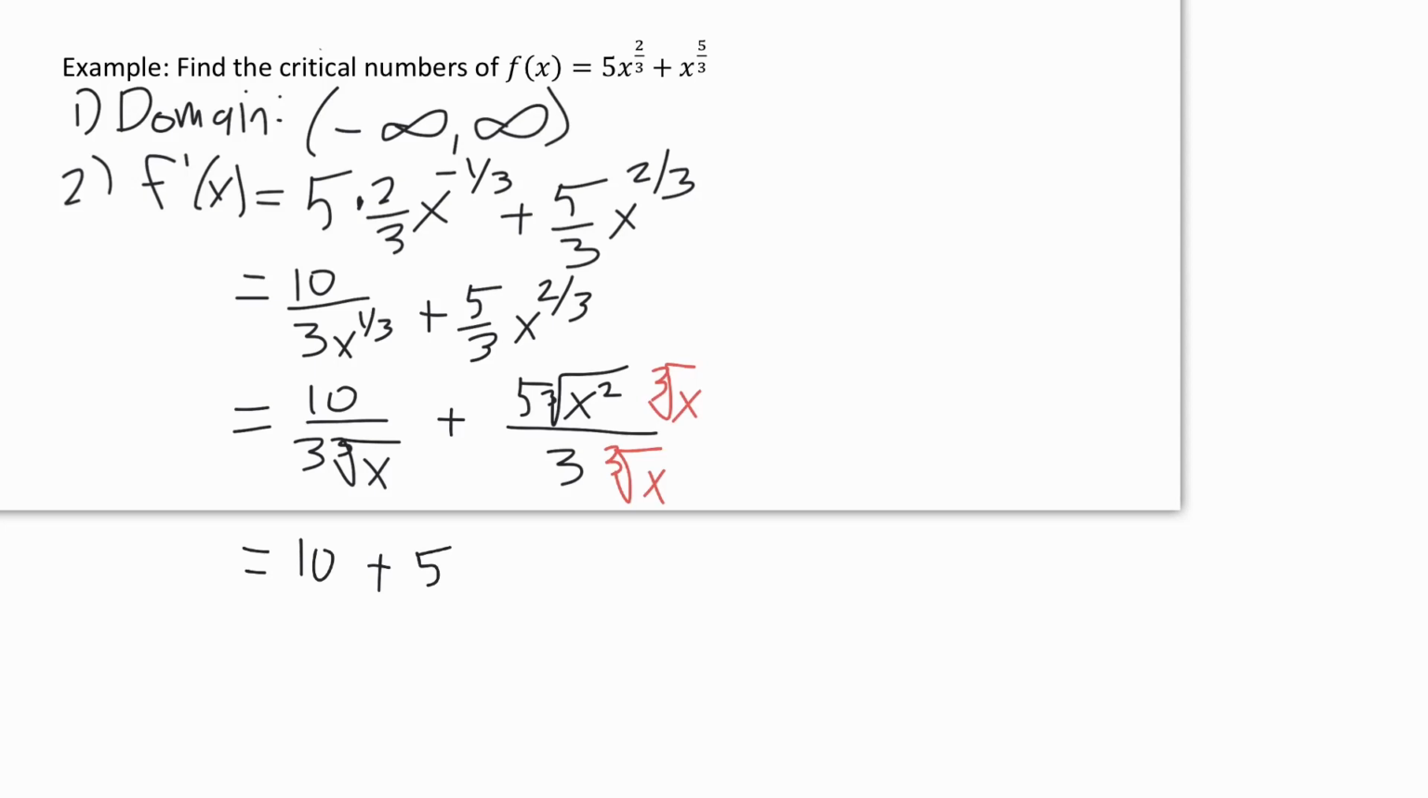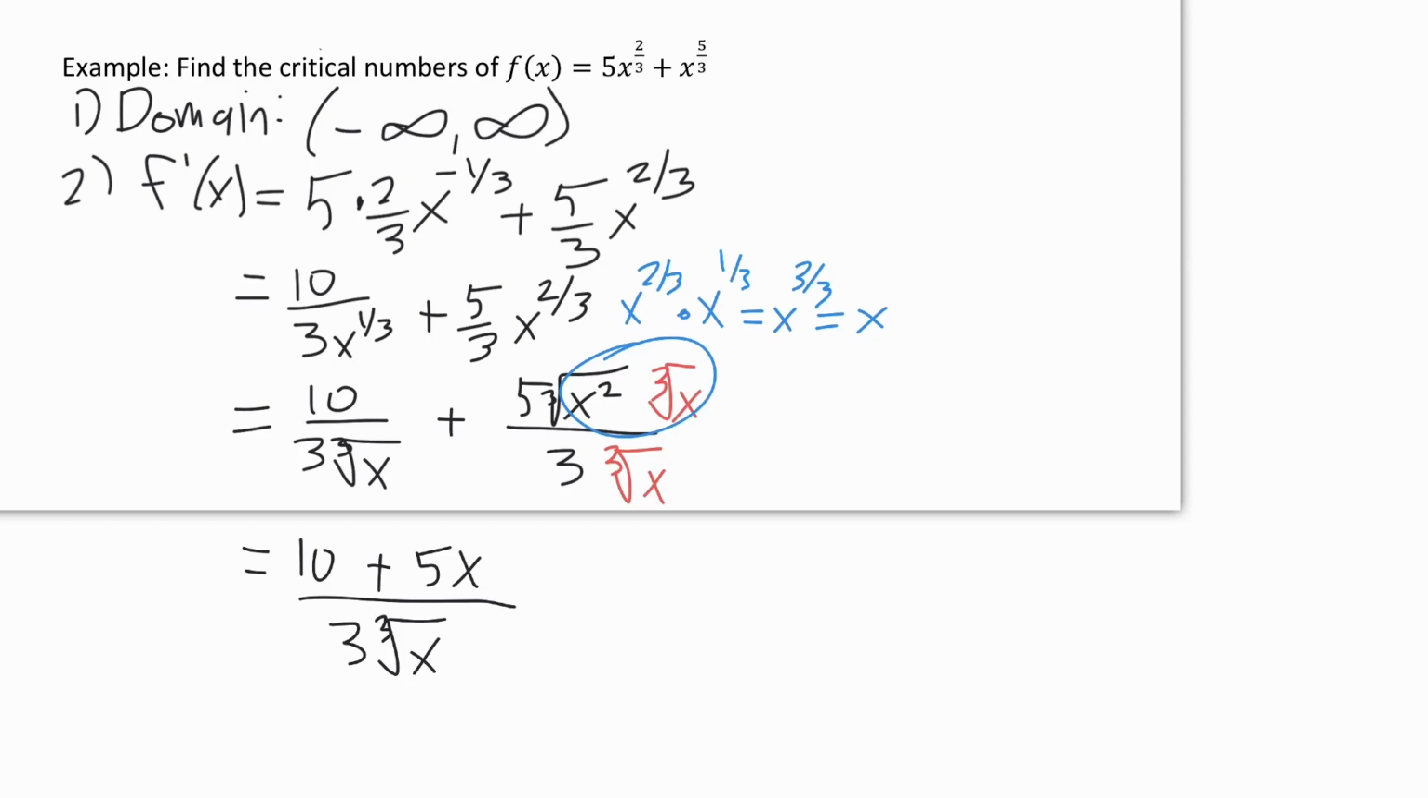Well, what's the cube root of x squared times the cube root of x? We should probably work that out over here. So this is going to be x to the 2/3 times x to the 1/3. When you have the same base, you add the powers, so 2/3 plus 1/3 is 3/3. So just x. Oh, that's pretty nice. So we get 5x over 3 cube root x.